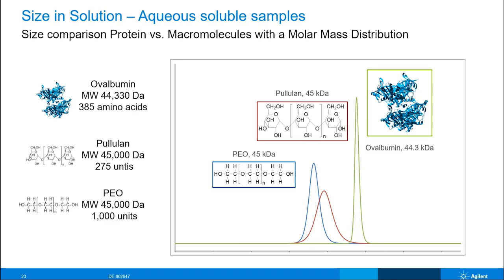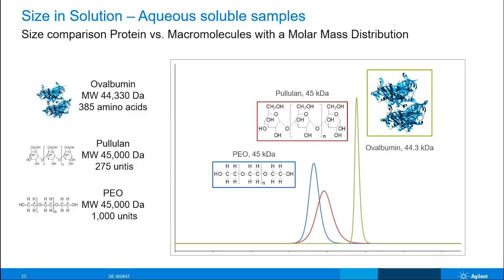Now, looking over on the right-hand side at these different chromatograms, you'll see that they all come out in very different spots in the column. This is due to the fact that they all have very different hydrodynamic volumes in solution. That PEG, being 1,000 units long, is going to be a much longer molecule and occupy a larger hydrodynamic volume than something like that ovalbumin, which is going to be relatively compact in solution like most proteins are.